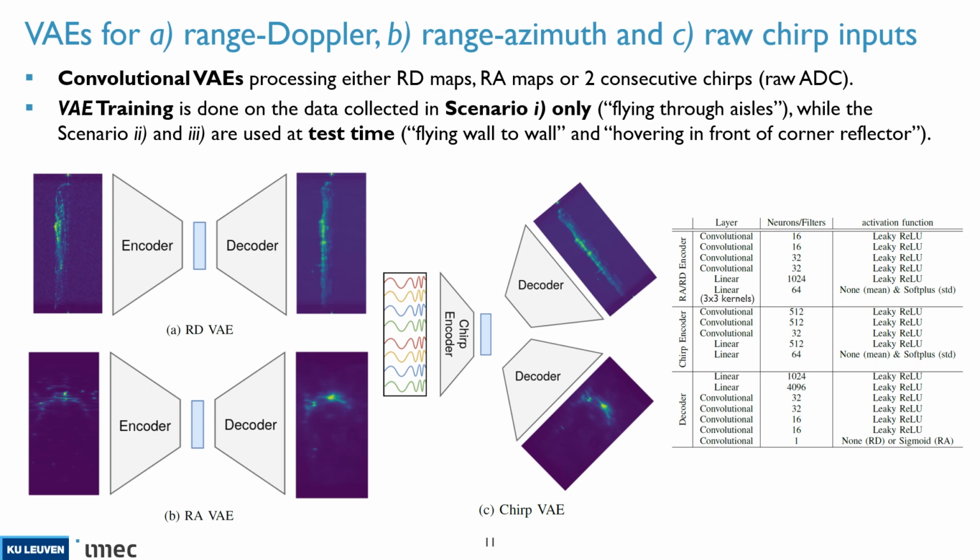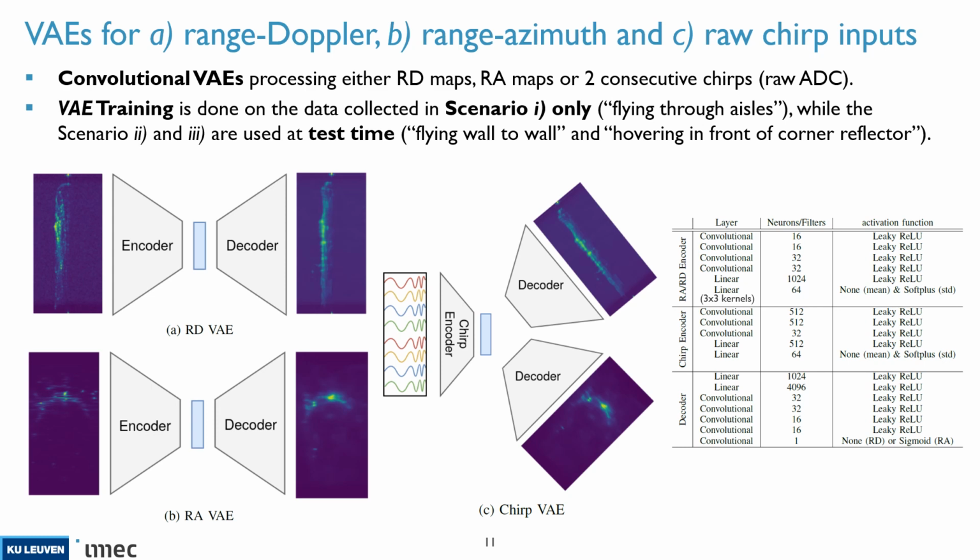The last architecture processes raw ADC data of only 2 consecutive chirps, and we term this model the CVAE, for chirp VAE. With the chirp VAE, or CVAE, we want to see how well we can perform useful drone tasks using only 2 consecutively transmitted chirps, in order, of course, to lower the power consumption at the radar site.